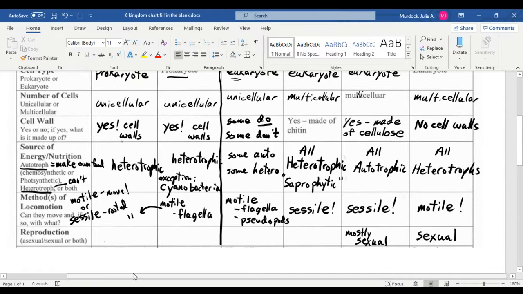Like if you've ever had your mom take a clipping from a plant that she liked and put it in a glass of water, that clipping will form roots and grow into another plant. That's asexual. So there are plants that can do that, but mostly plants are sexual. Fungi, it's probably half and half. Fungi can reproduce sexually, but most of the time it's asexual.